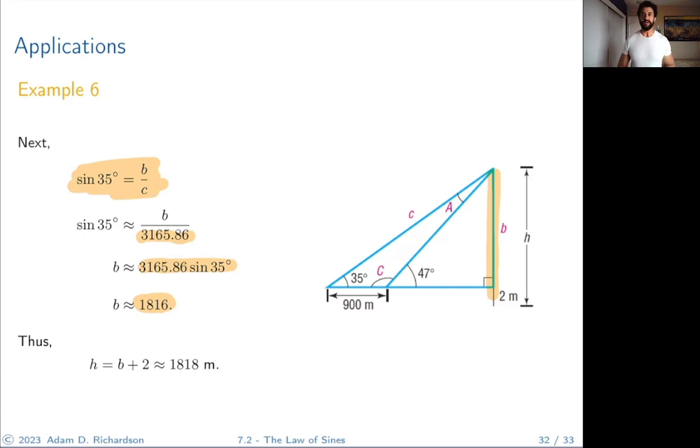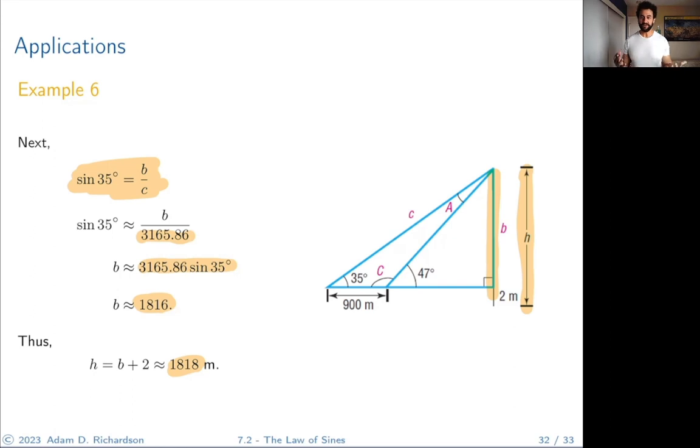That's 1,816 meters. Then we have to account for the height of the transit itself. The transit is 2 meters tall, so that means that the height of the mountain, H, has got to be 1,818 meters total. And that's it. Pretty cool, huh? I think that's pretty cool.